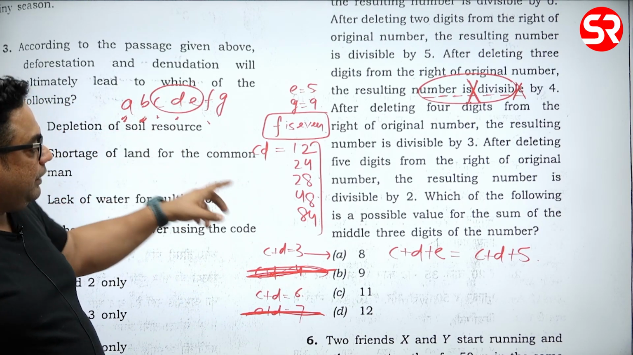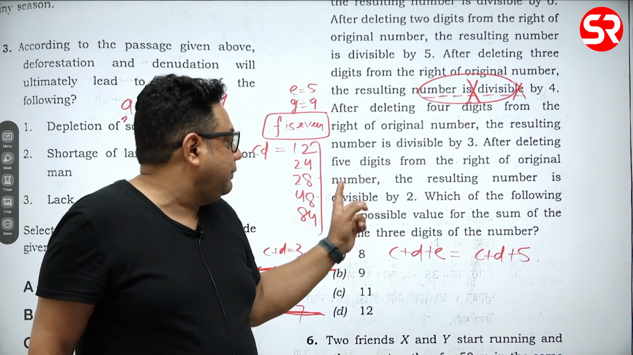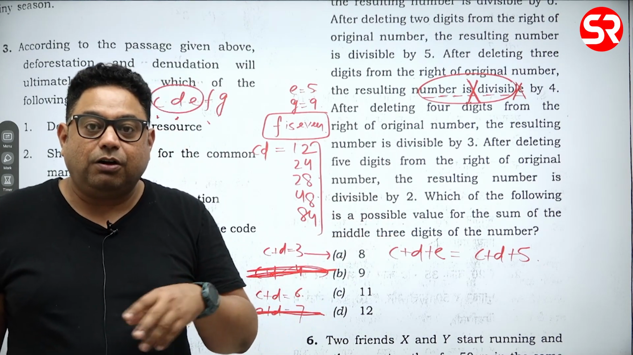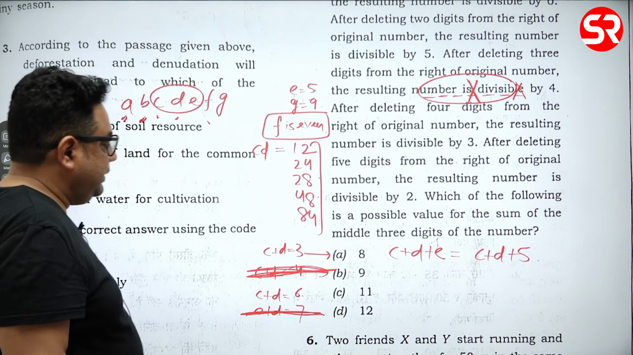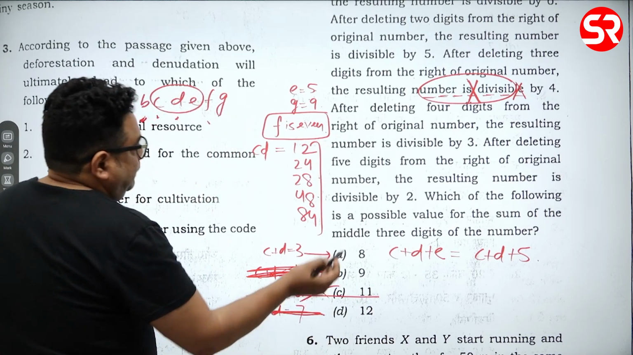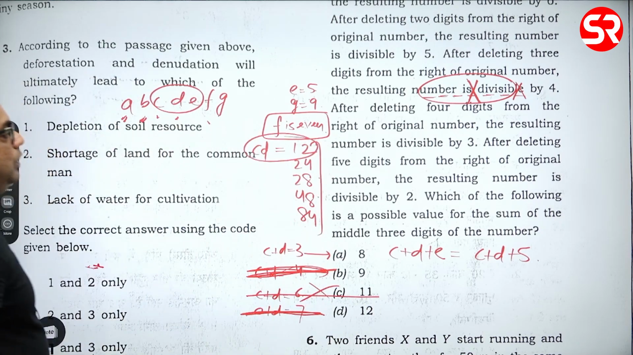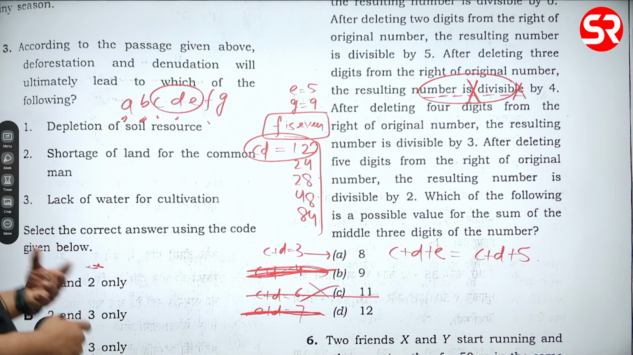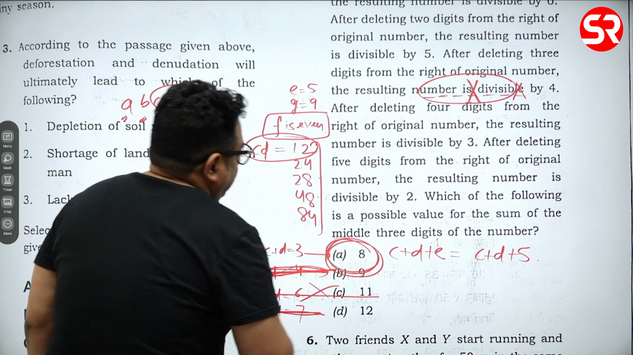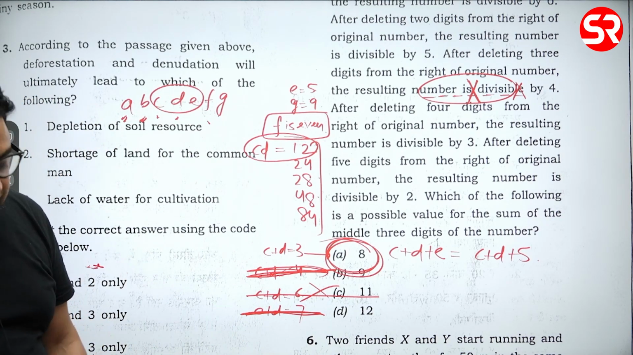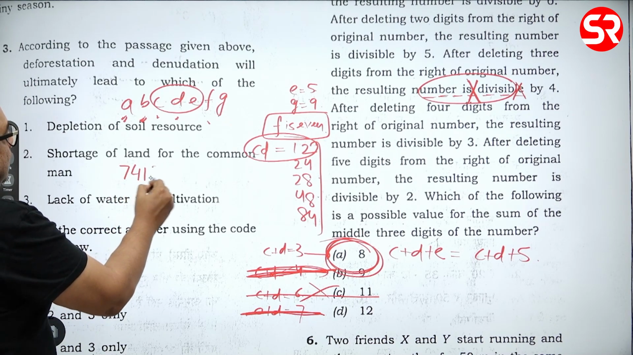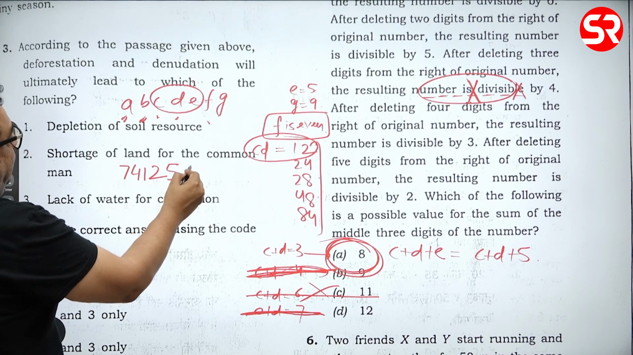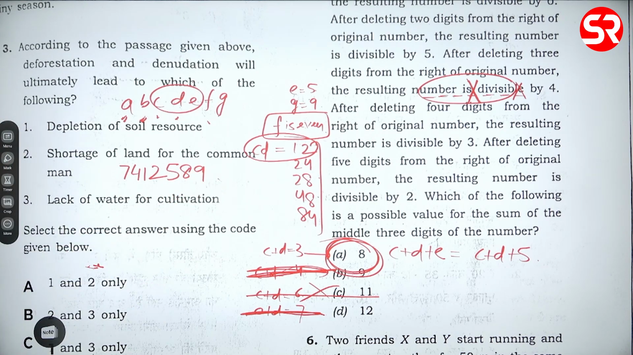In that case, AB, which is, he says, after deleting 5 digits from the right hand side, the resulting number is divisible by 2. Then all 3 even numbers are gone. Then it is not possible, which means this is also not true. Which means C and D are 1, 2. Right? C and D are 1, 2. So answer is this, 8 as an answer without knowing what the number is. And if you want to know the number, it is 7, 4, 1, 2, 5, 8, 9. Just check out. I was able to find this number, right?